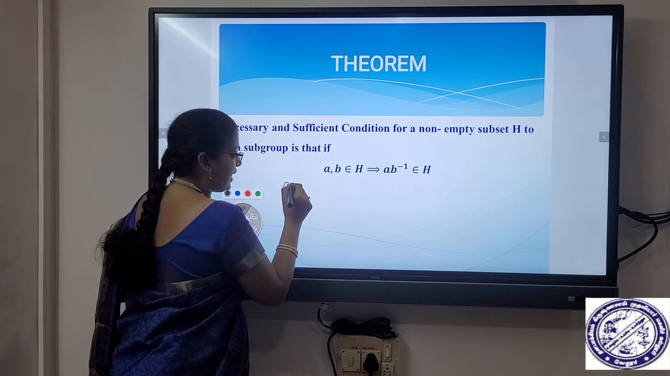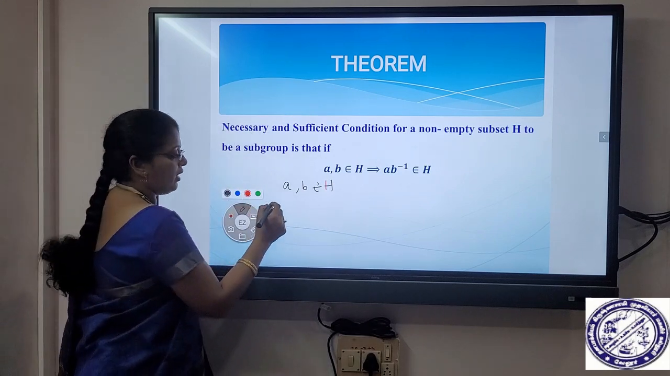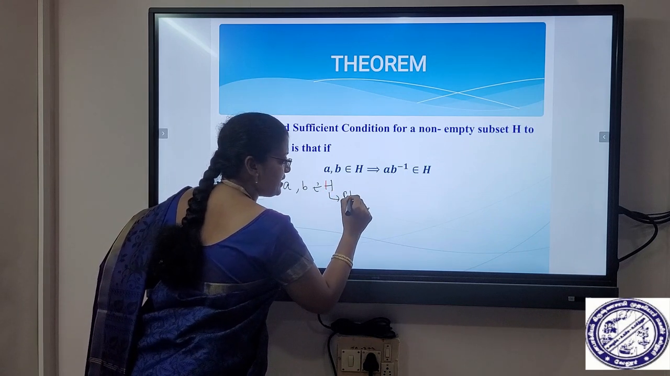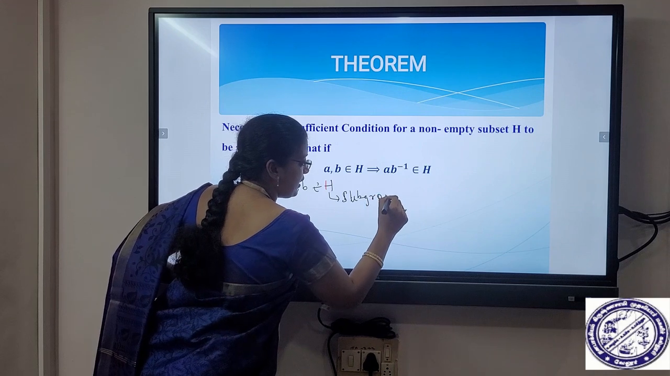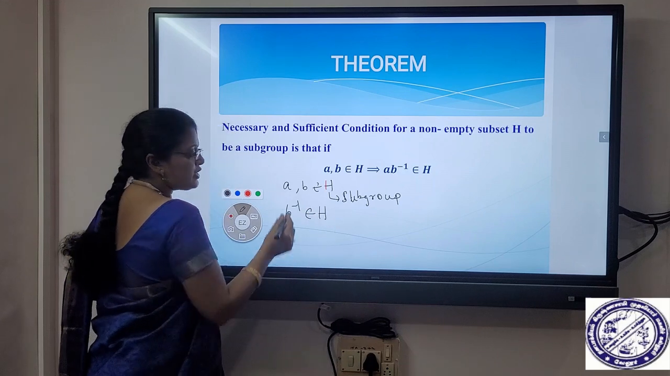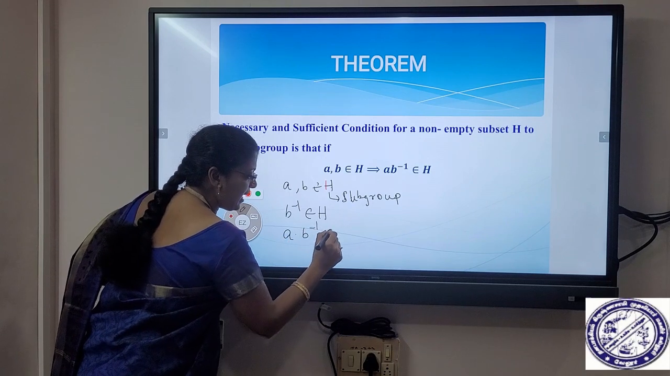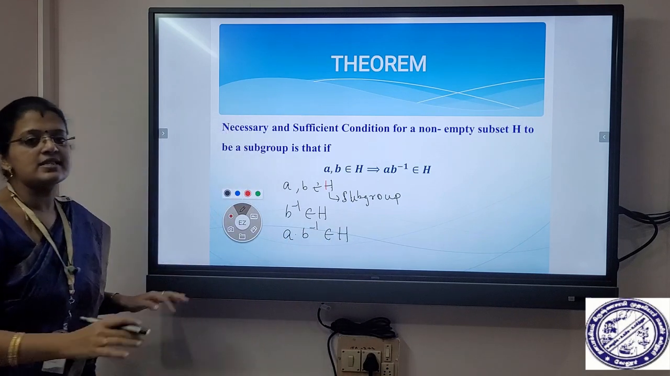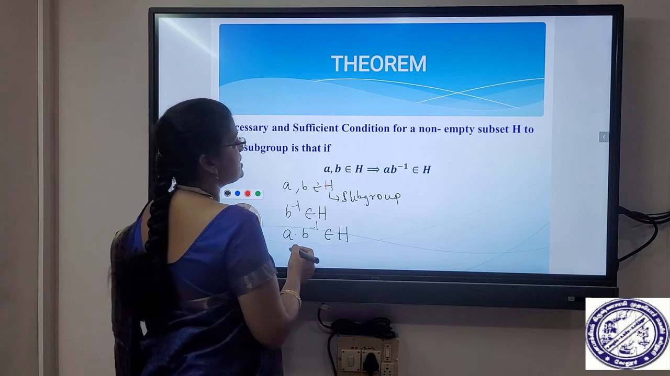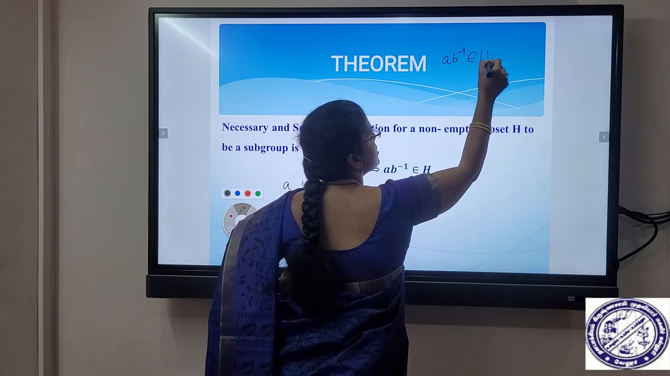So here I am taking elements A, B belonging to H. Since H is a subgroup, definitely the inverse will exist. So B inverse belongs to H. So A belongs to H, B inverse belongs to H. By the closure property, A B inverse also belongs to H. So the necessary part is over. Now we are going to prove the sufficient part. For the sufficient part, we are going to assume the condition A B inverse belongs to H.